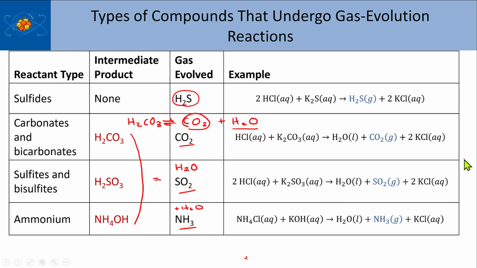Okay, so some example reactions where you might see these things happening. Here's hydrochloric acid and potassium carbonate through a double replacement reaction. Again, the potassium is replaced by the hydrogen and vice versa. You get H2CO3, and then the H2CO3 breaks up to give you H2O and CO2.